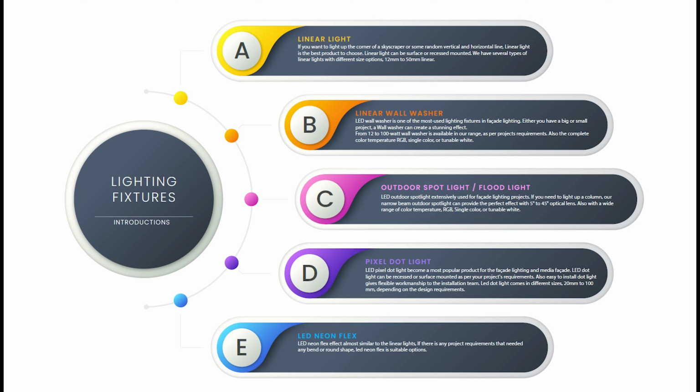So first of all, let's introduce the light fittings. This is the main light fittings we are going to discuss. First of all, we have linear lights. Linear lights are mainly aluminum rigid fittings, which can be used for the direct effect and indirect effect.